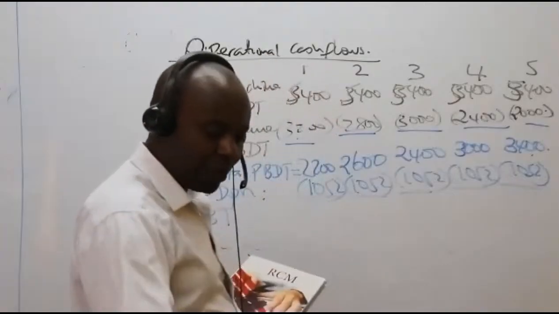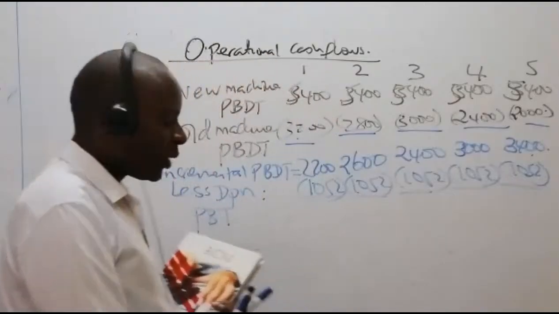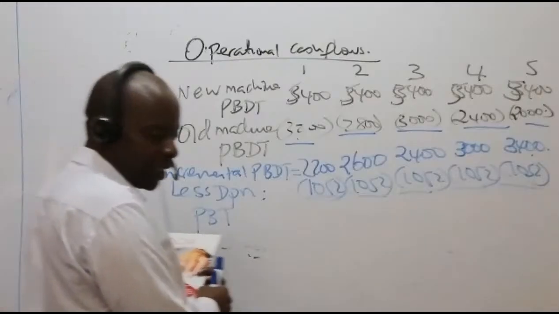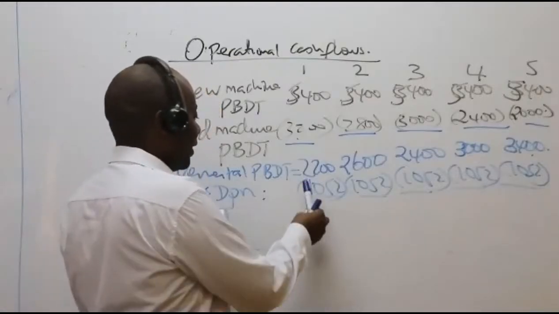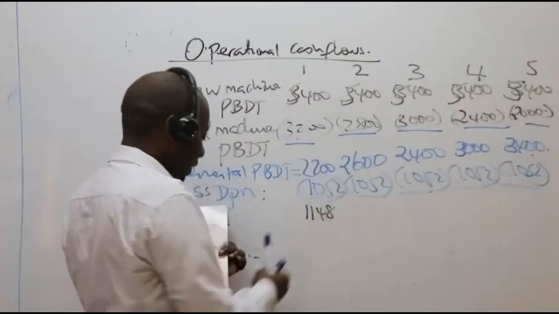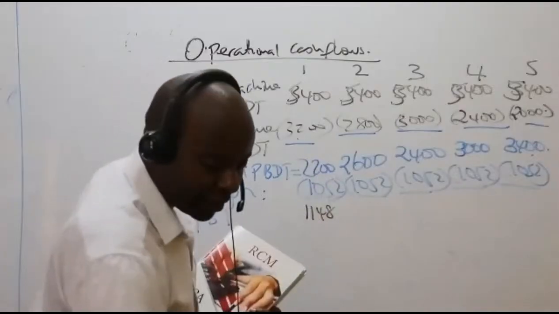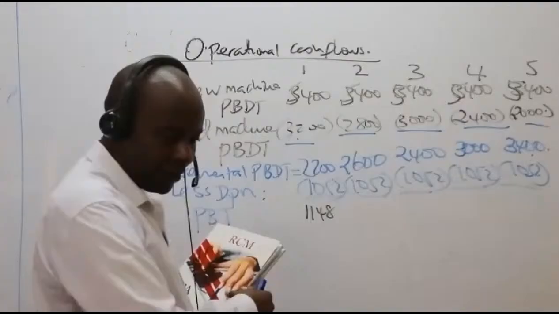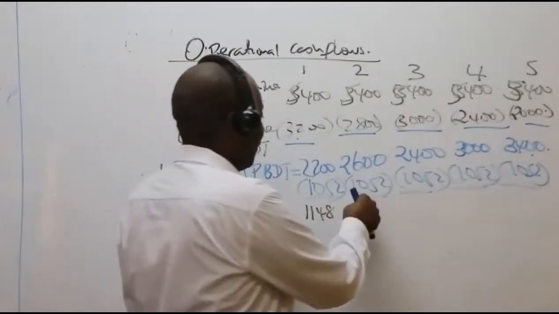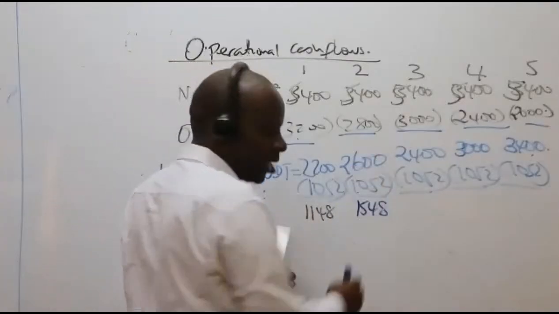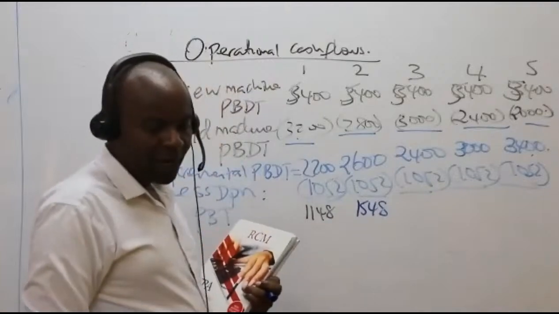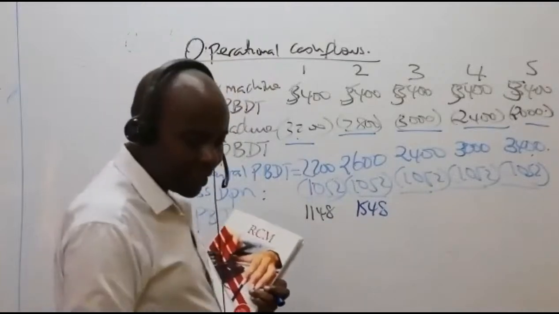What metrics do we have here? Somebody talk to me. The first one, somebody tells me, is 1148. The second one, ladies and gentlemen, will be 1548. The third one is 1348.